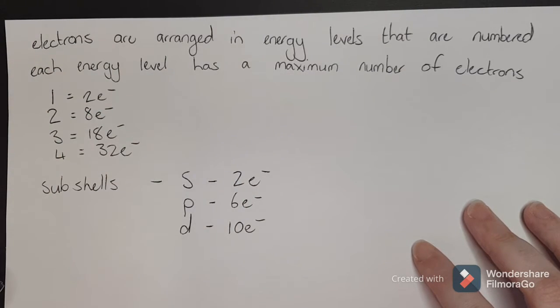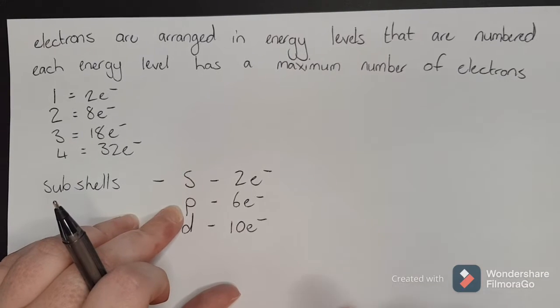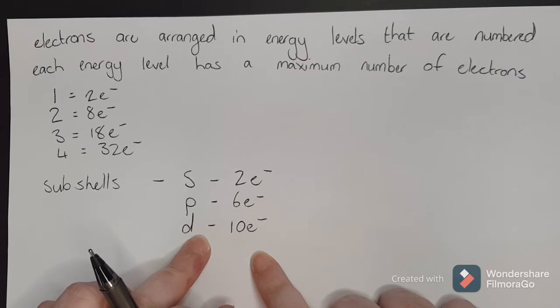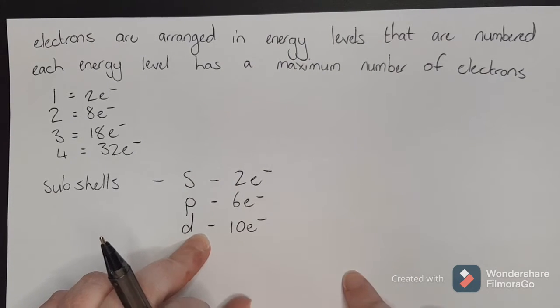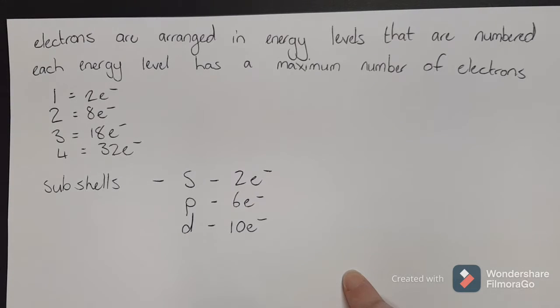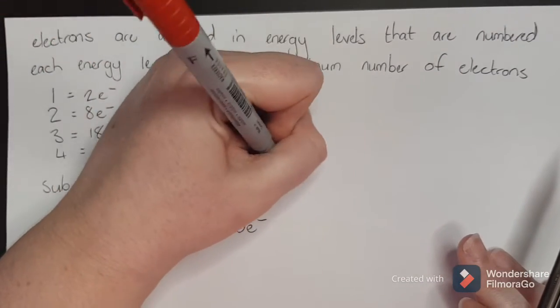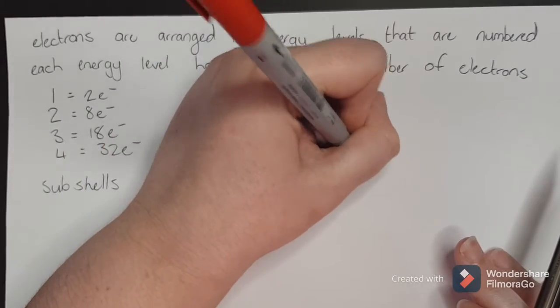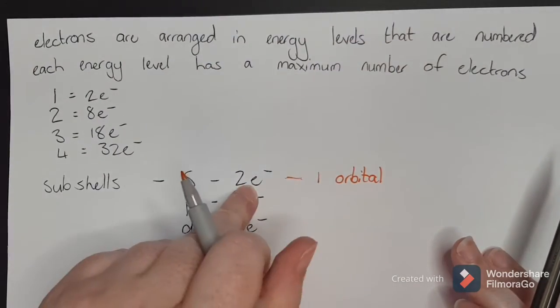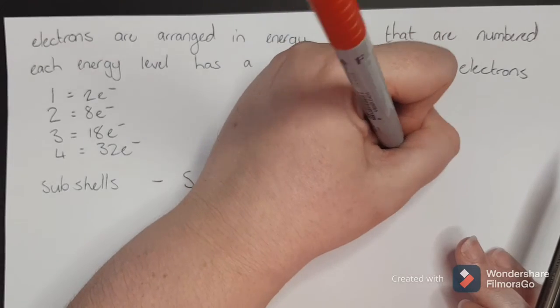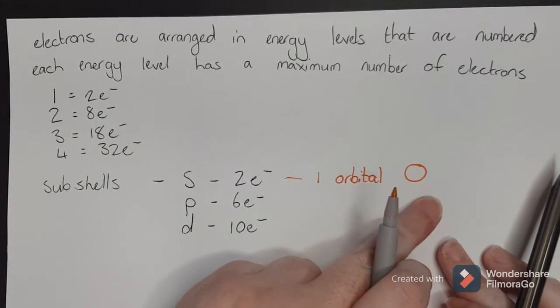Now, each one of these subshells can hold a certain number of electrons in what we call an orbital. So an orbital has a specific shape, and it holds 2 electrons in each. So the S subshell has 1 orbital of 2 electrons, and that is usually spherical in shape.